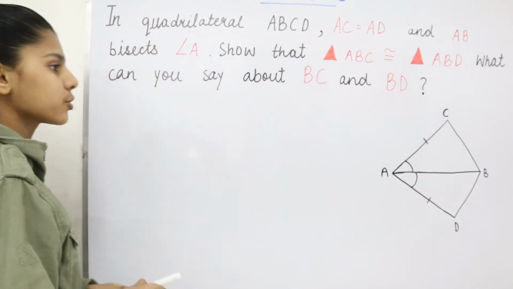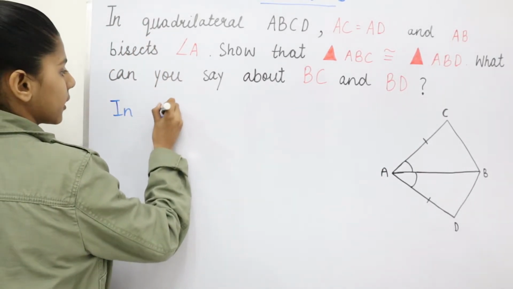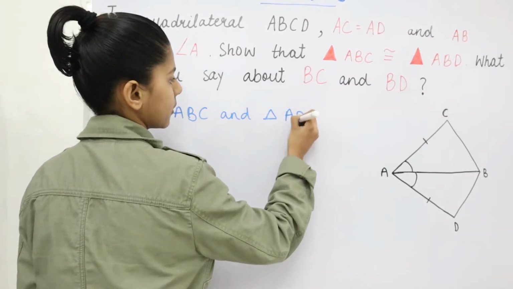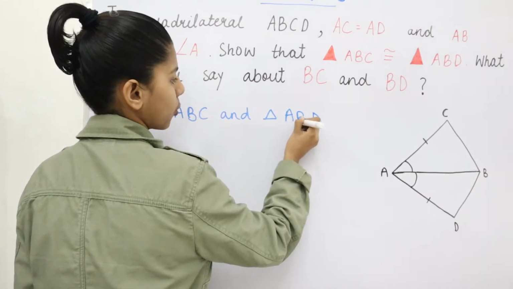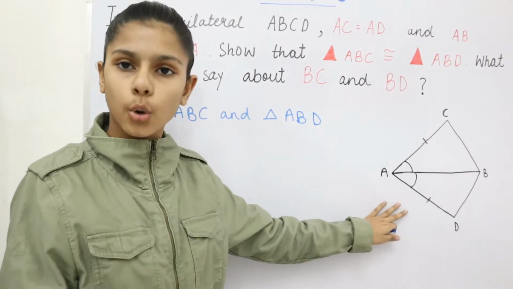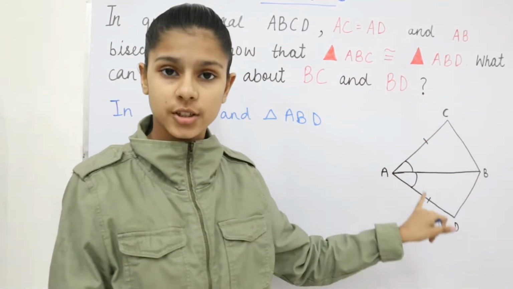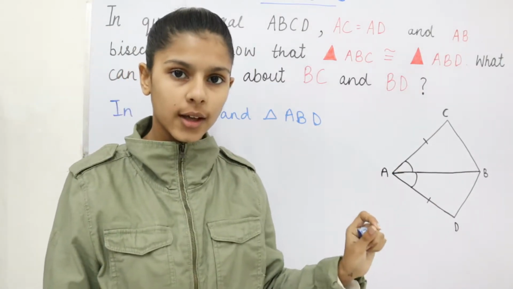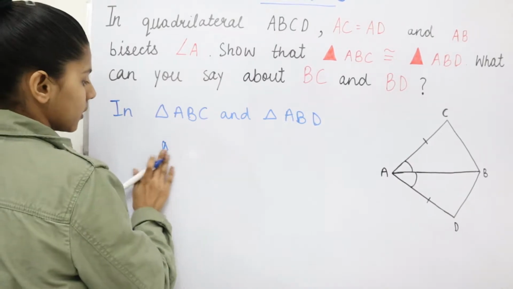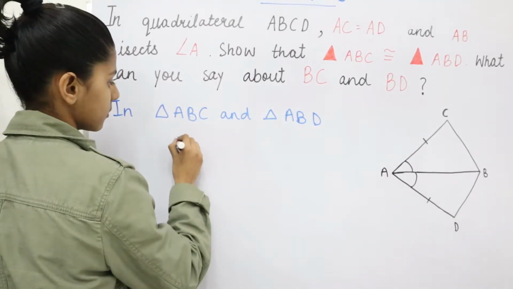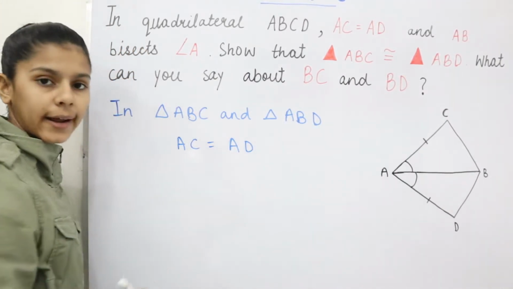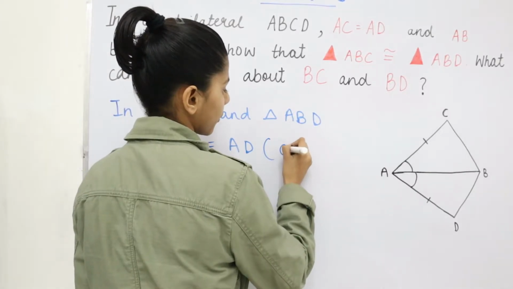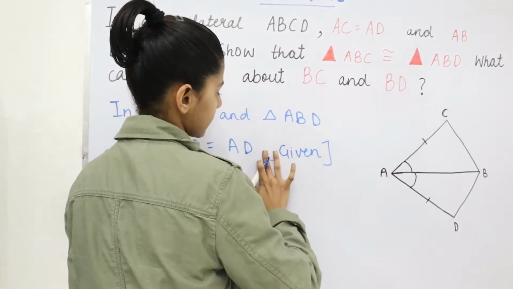So let's start. First of all we will write, in triangle ABC and triangle ABD. We are talking about these both triangles. In these both triangles, it is given in the question that AC is equal to AD. AC is part of triangle ABC, and AD is part of triangle ABD. So these both sides are equal. We can write directly AC is equal to AD, and in the bracket we have to write the reason as well. The reason will be given, as it is given in the question.